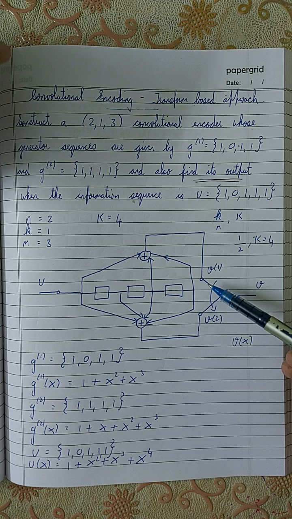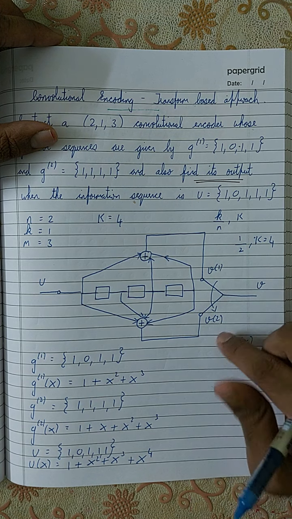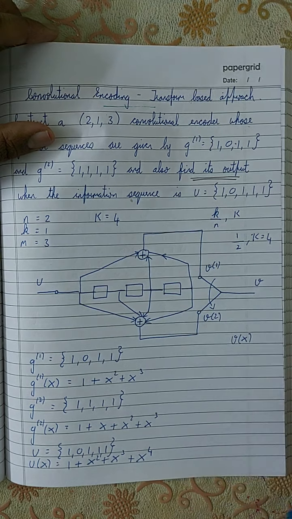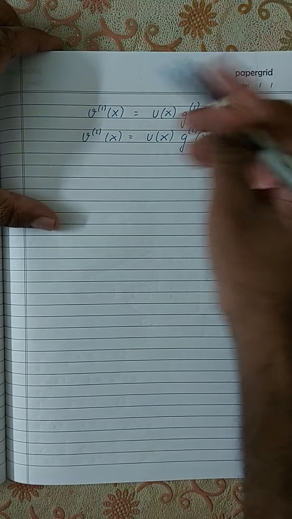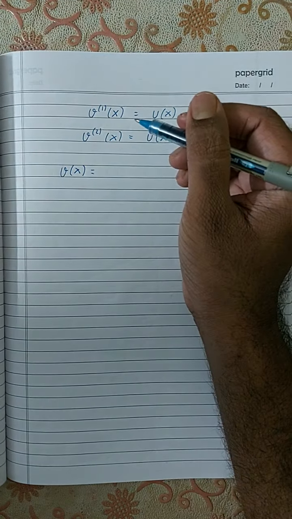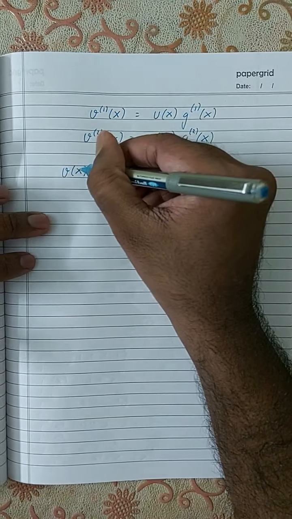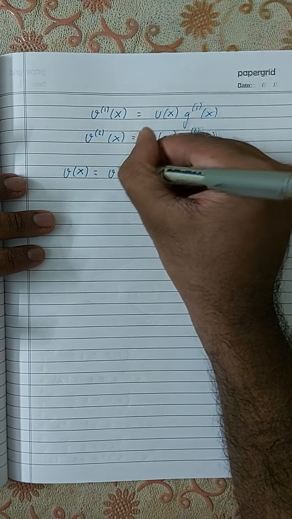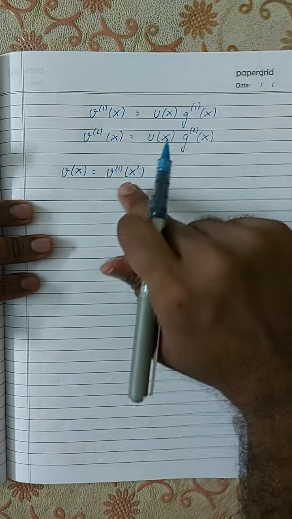Since this is a 2:1 mux, alternately you will get the value of v1 and v2 combined in the output signal. So if you want to write the equation of v of x, that is the total output signal, you need to express v of x in terms of v of 1 of x square.